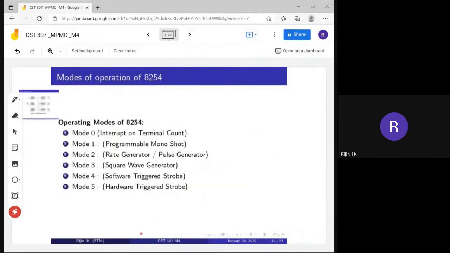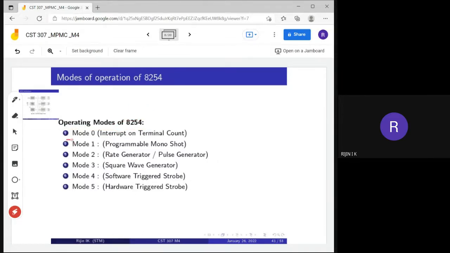Next we can discuss the different modes of operations in 8254. As I said, there are 6 different modes. So these are the 6 different modes.